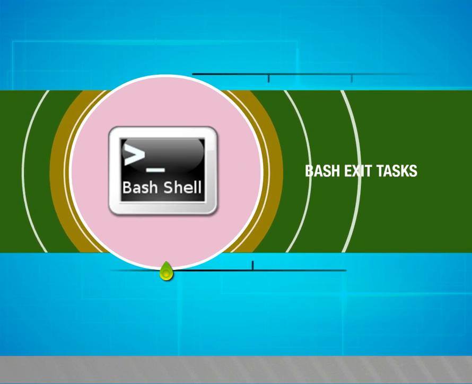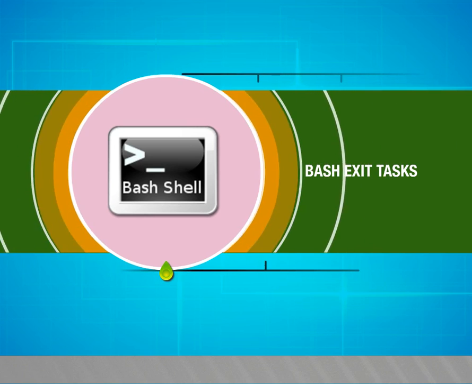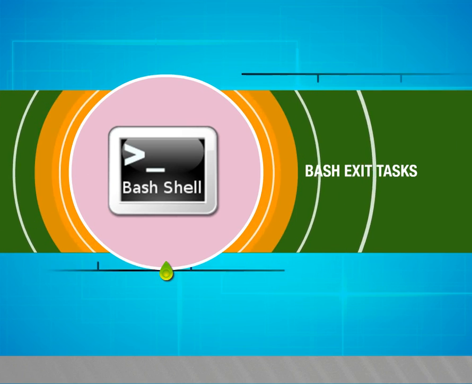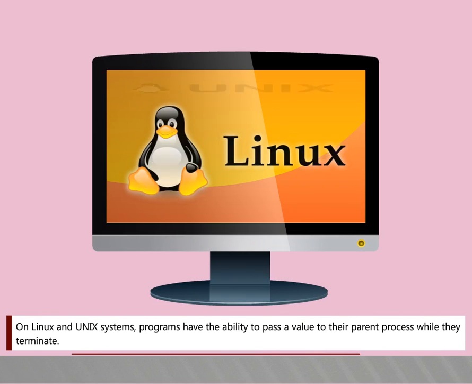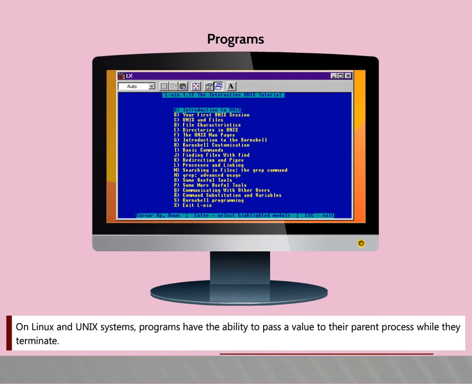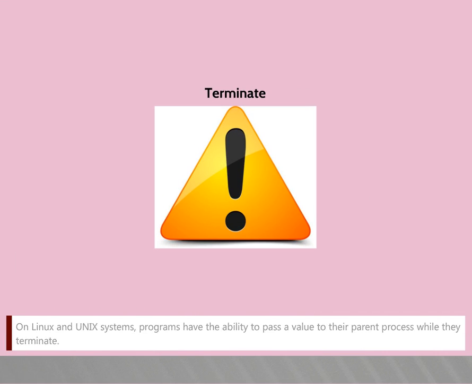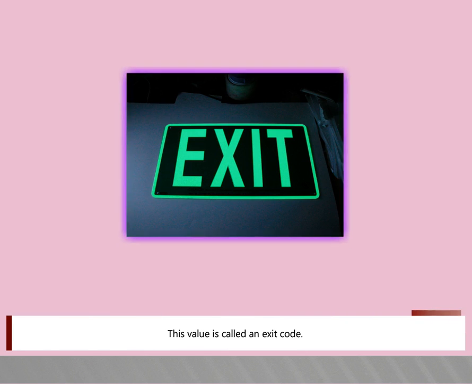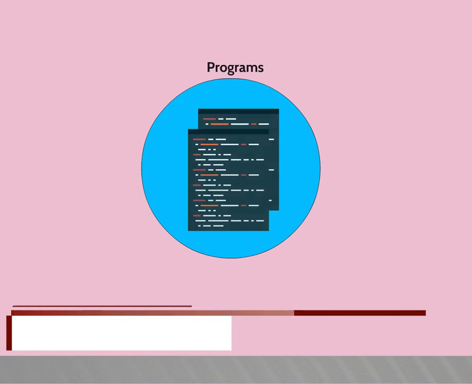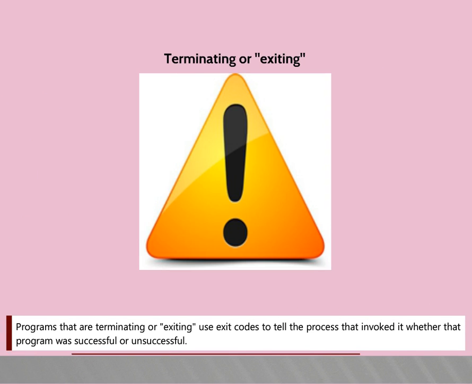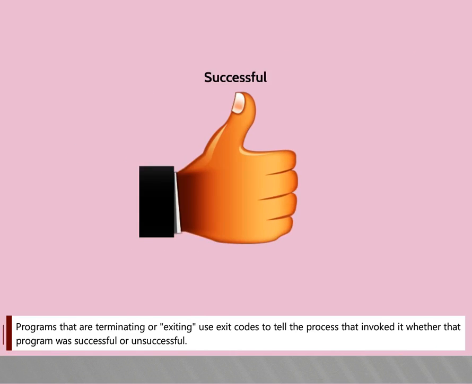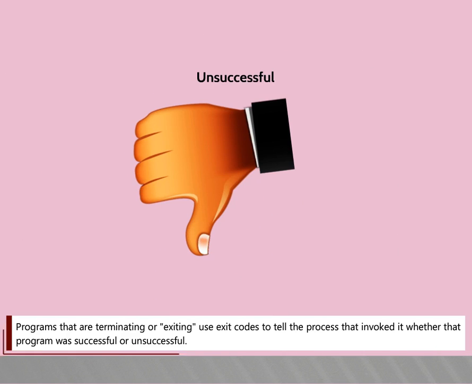Bash exit task. In this video, we are going to see about bash exit task. Only Linux and Unix system programs have the ability to pass a value to their parent process while they terminate. This value is called an exit code. Programs that are terminating or exiting use exit codes to tell the process that invoked it whether that program was successful or unsuccessful.